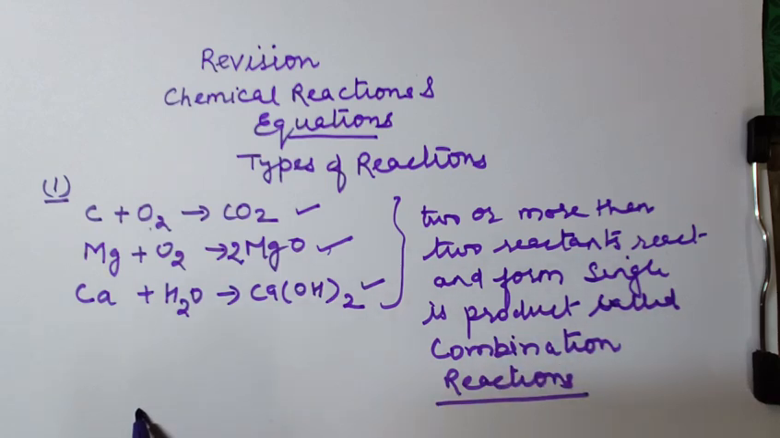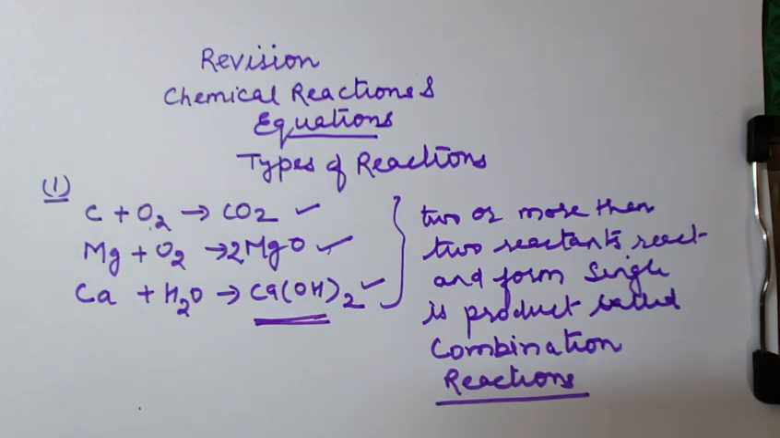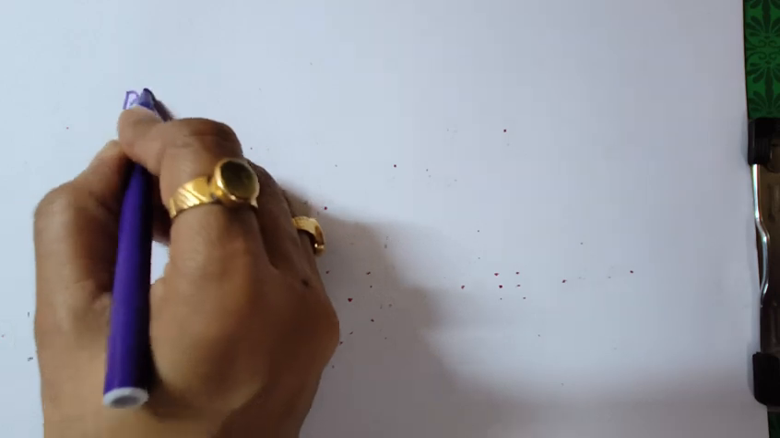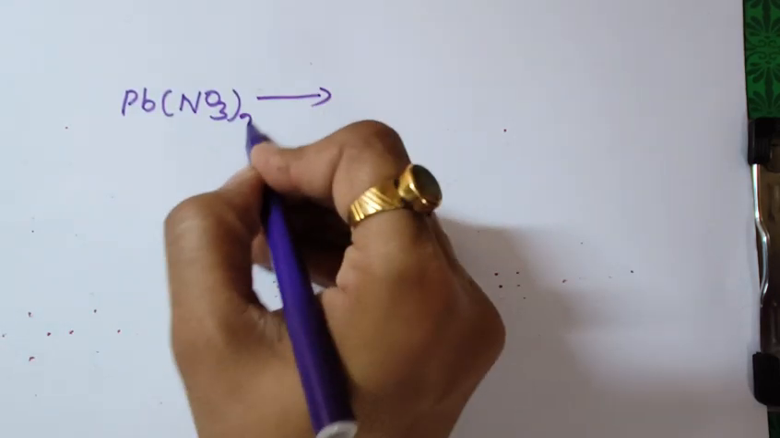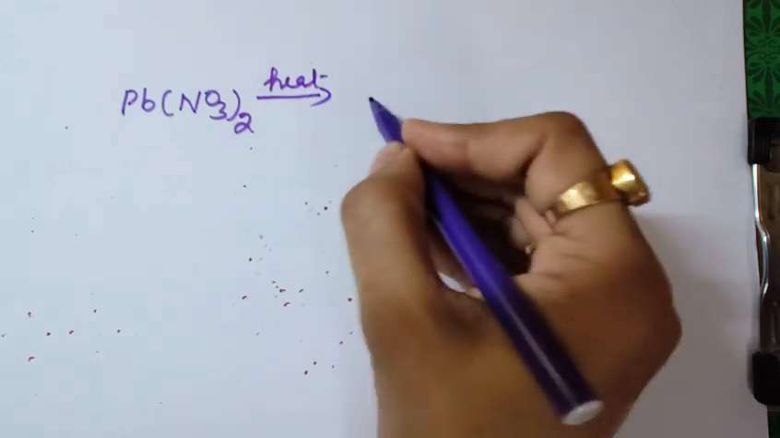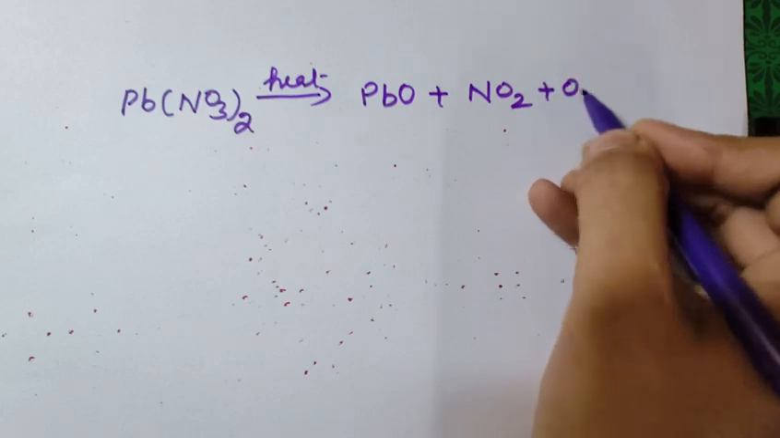So if you have to identify a reaction, whether it is a combination reaction or decomposition reaction or displacement reaction, you have to check the reaction. If single product is there only, then it is a combination reaction. Now next is decomposition reaction. Check this reaction. Lead nitrate, when it is heated, it gives lead oxide, nitrogen dioxide and oxygen.